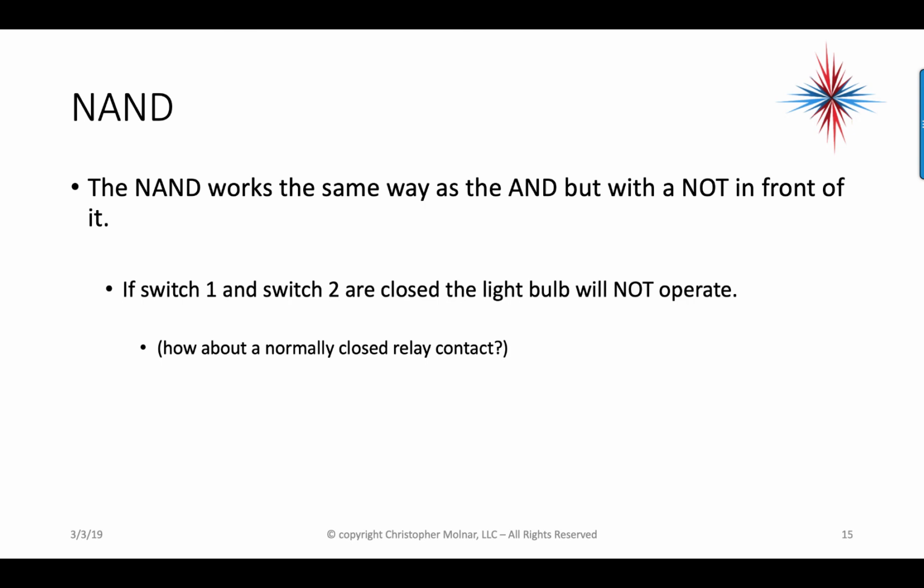How about a normally closed relay contact? If we do anything to energize that coil on that relay, the relay coil will switch the normally closed to an open and the normally open to a closed. Anything connected on that light bulb would be a negative condition.